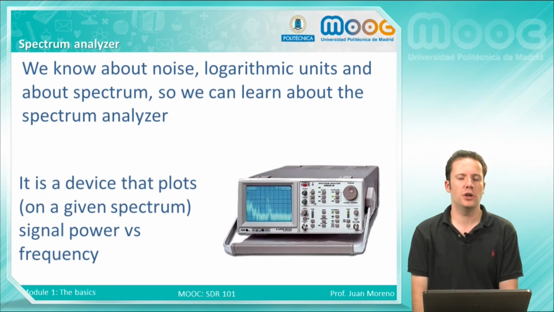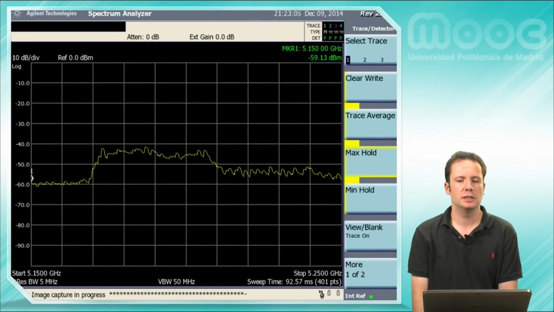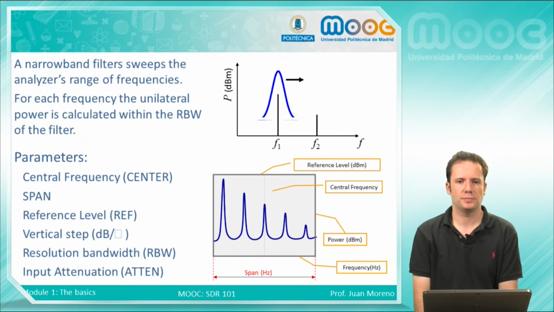Now that we know about noise and also about logarithmic units, and we understand what a spectrum is, we can learn about the spectrum analyzer. A spectrum analyzer is a device that plots on a given spectrum the signal power versus frequency. This is a good example of this. It is a capture of a measurement that I took long ago. Here you can see a certain band around 5 gigahertz, and you can see some power and also some noise.